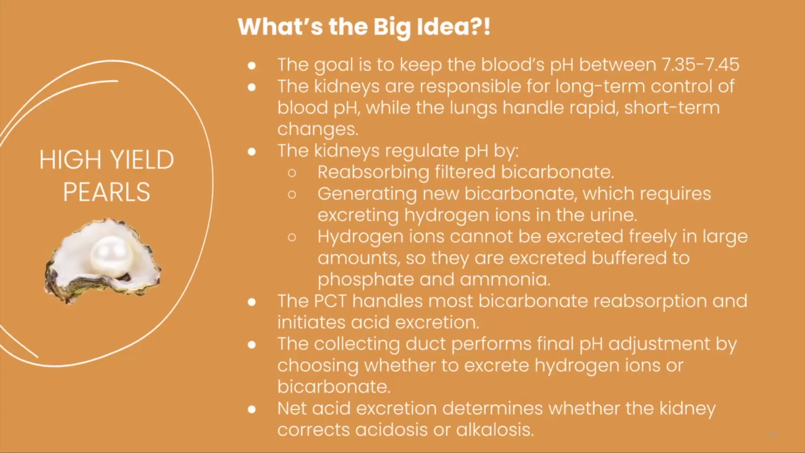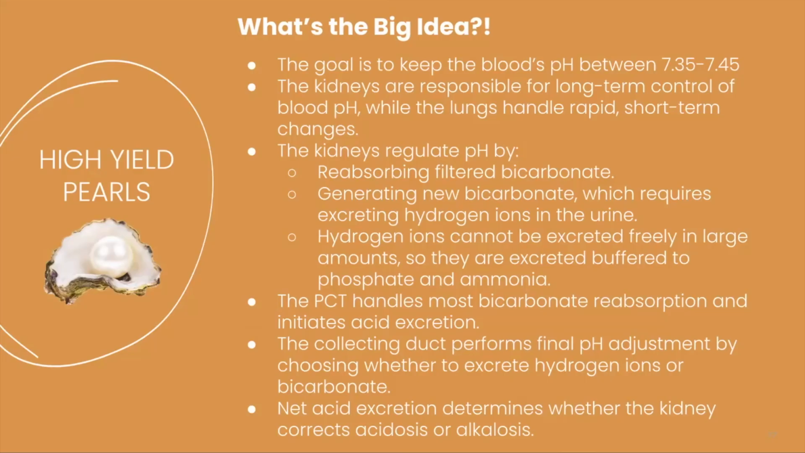So when we want to regulate our acids and bases, we have three primary systems involved. The first is our buffers, which are our quickest way to balance our acids and bases. Secondary to that are our lungs, which can regulate our pH within minutes, right? And then our long-term, but most effective one, is our kidneys. Okay, so how do we do that?